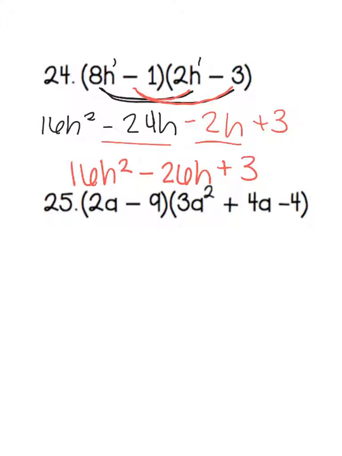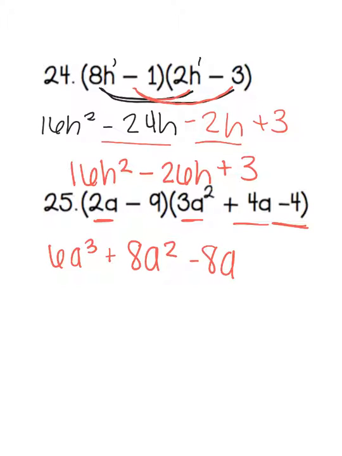Then lastly, on problem 25, I'm going to be doing the same thing as FOILing, so multiplying each term in the first polynomial by each term in the second polynomial. So 2a times 3a squared is 6a to the third power. 2a times 4a is 8a squared. And 2a times negative 4, that last term in the second polynomial, is negative 8a.